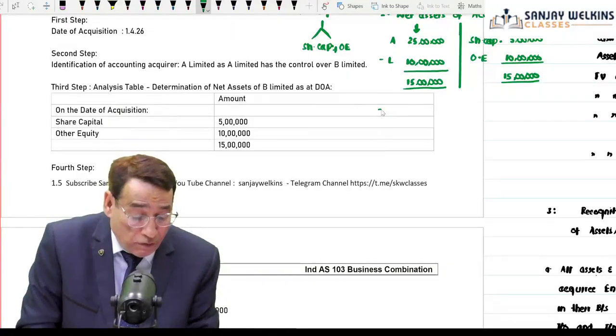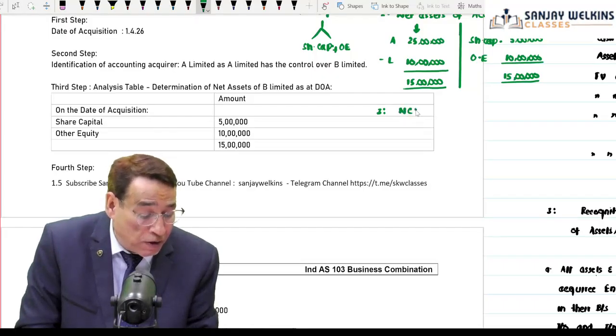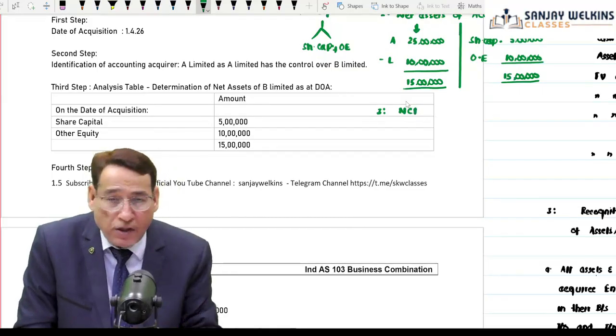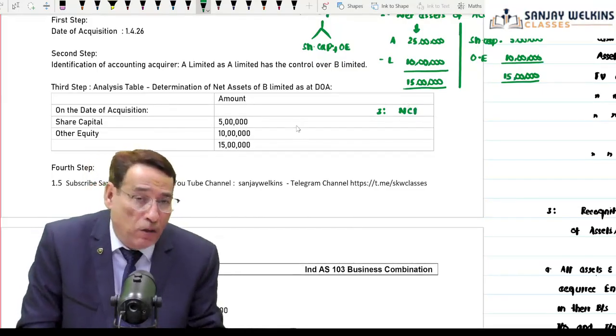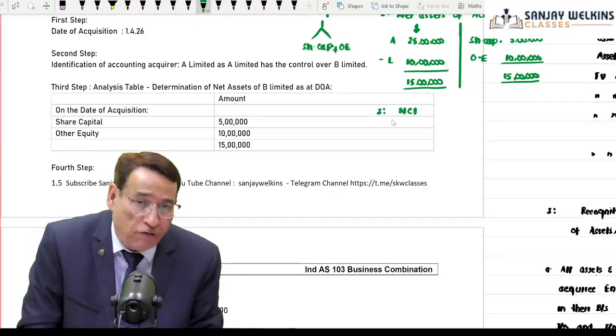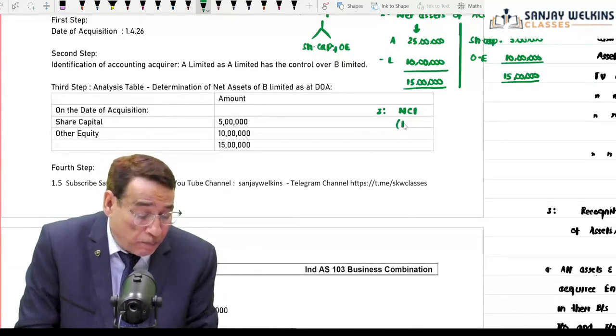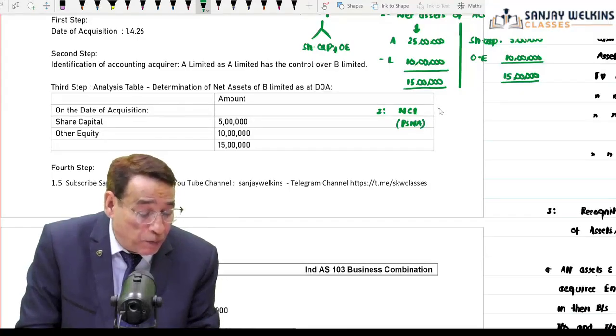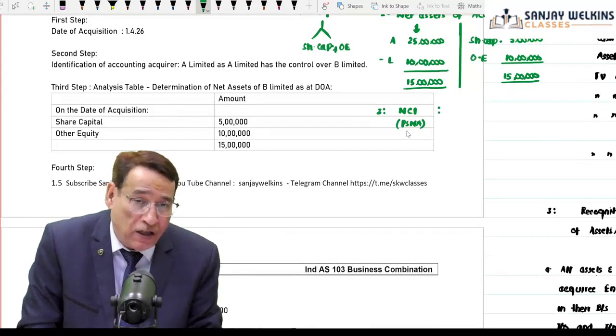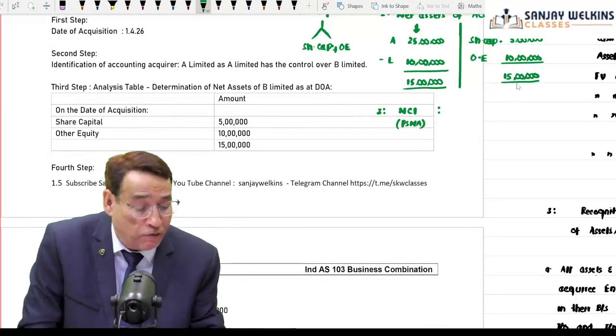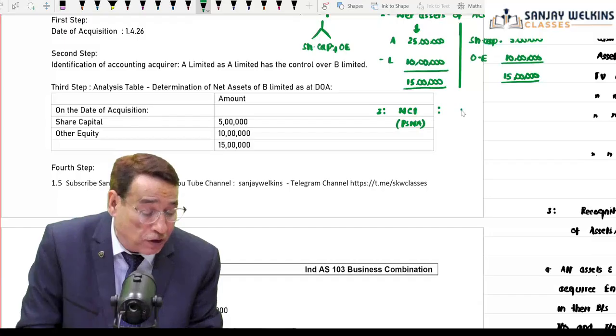Now, your next step should be to determine the amount of NCI, the non-controlling interest holder. Here it is not written whether NCI is to be computed on PSNA basis or on fair value basis, so you can compute it on PSNA basis, the proportionate share of net assets basis. We have already seen that net assets on the date of acquisition is equal to 15 lakh.